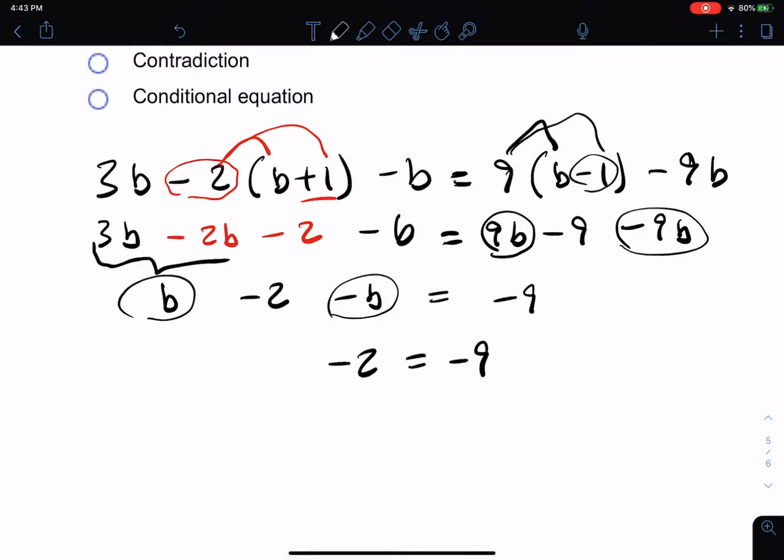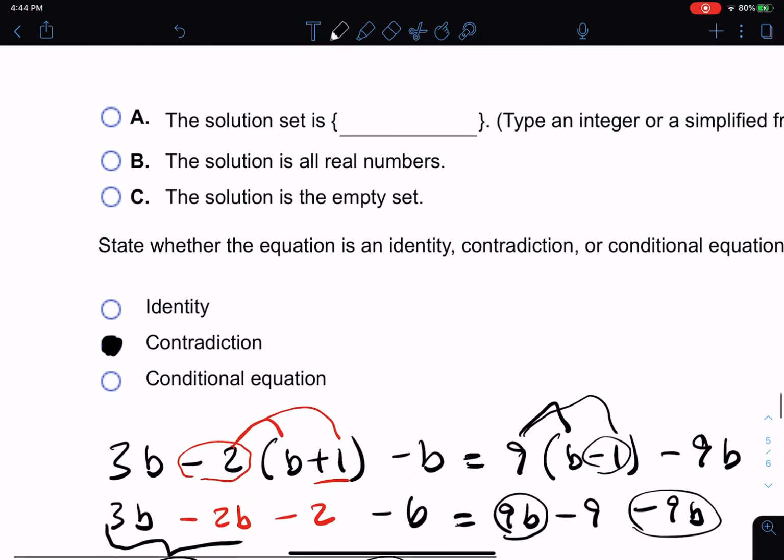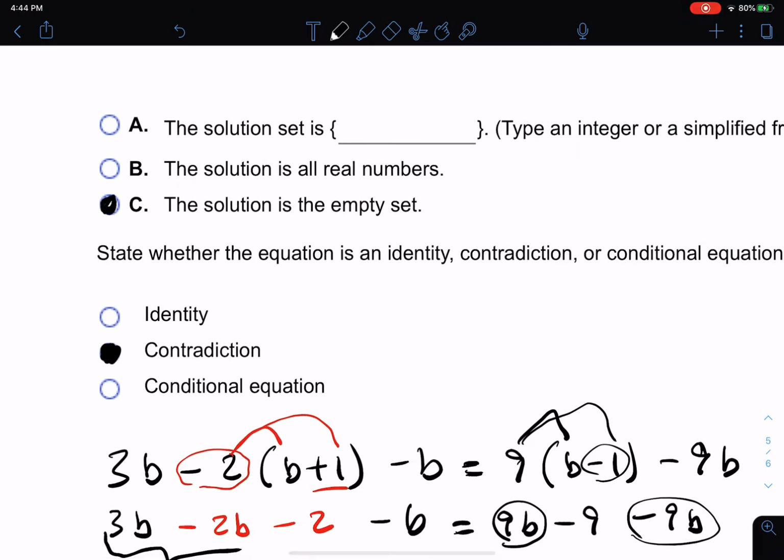Does negative 2 equal negative 9? No, it doesn't. That's false. So that is a contradiction, and contradictions have no solution. And this book likes to call it the empty set, which is the same as no solution.